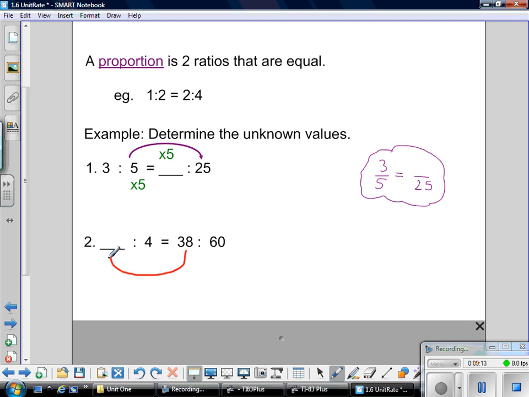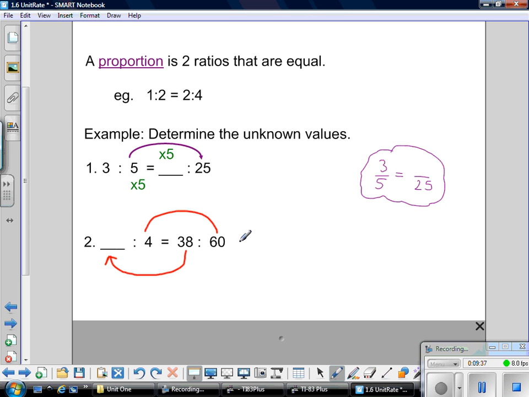Because I don't know this one, if I'm going this times a number equals 38, or I could go 38 divided by a number equals this. Now you can see that we have a relationship between the 4 and the 60. So we can match: first goes with first, second goes with second. If there was a third, it'd be third goes with third.